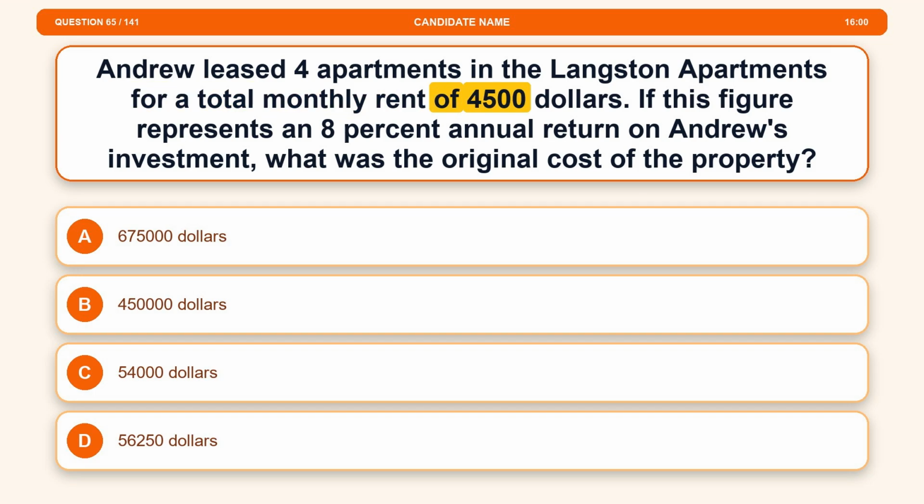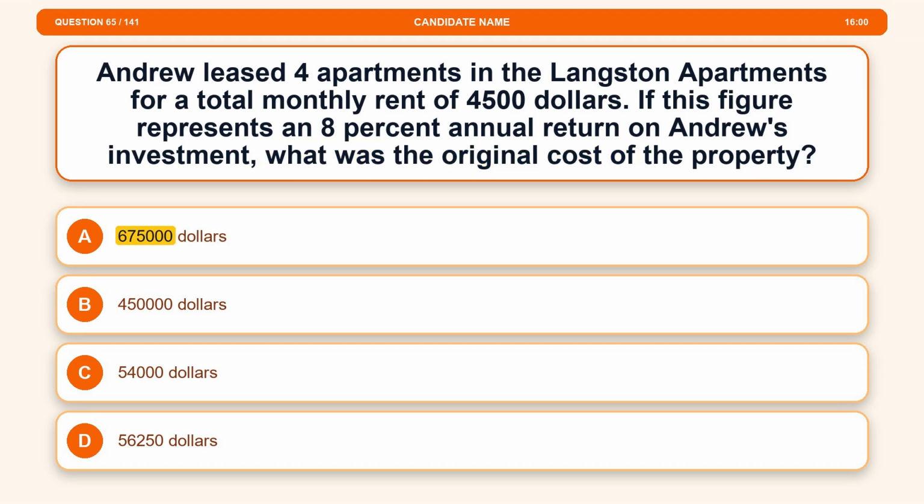Question 65. Andrew leased 4 apartments in the Langston Apartments for a total monthly rent of $4,500. If this figure represents an 8% annual return on Andrew's investment, what was the original cost of the property? Option A, $675,000. Option B, $450,000. Option C, $54,000. Option D, $56,250.